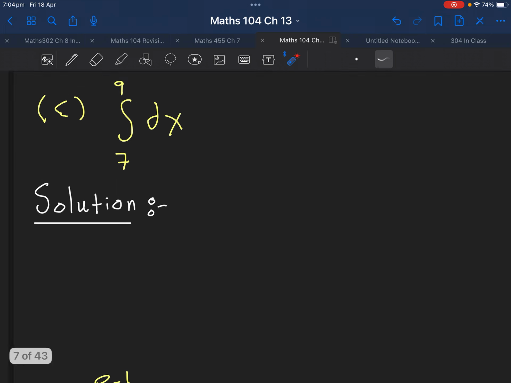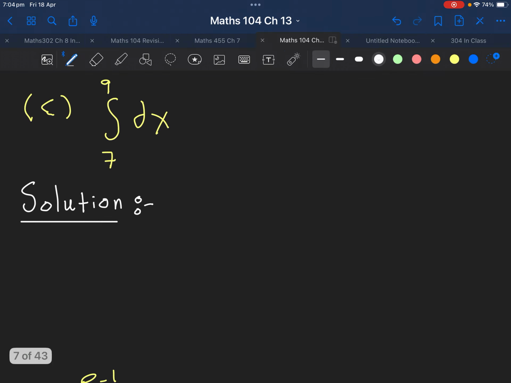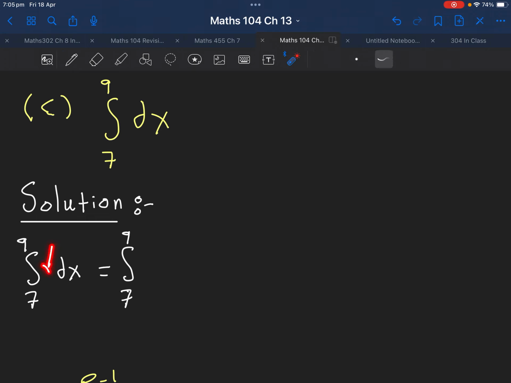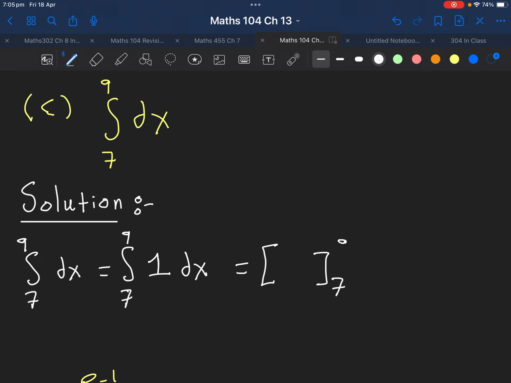Okay, part C looks nice. Part C, we can do it, the integral from 7 to 9 of dx. Now, my question for you, what is that function that we don't see here? Well, if you guess it correctly, it is only the number 1. Now, how do we find the integral if we have only numbers? All we do is add x to that number. But that number is 1, so you will not see it. So the answer is just x.